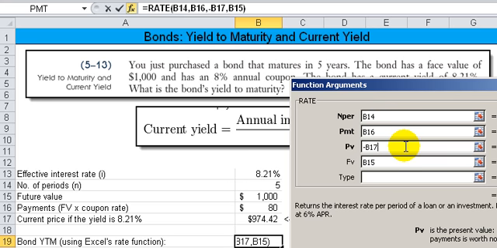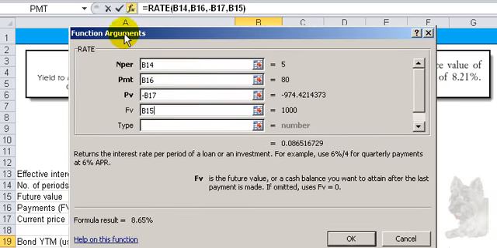That's the point I want to make, which is the current price. If we wanted to invest in this bond, it would cost us $974.42. That would represent a cash outflow, which is why I entered that as a negative amount. And then the future value is the $1,000. Okay, so let me move this over here so you can see that.